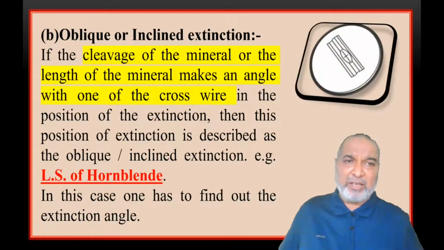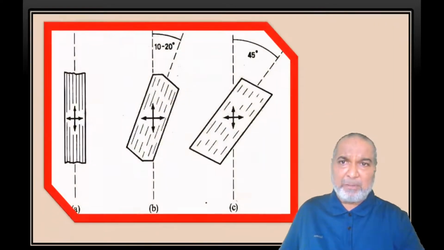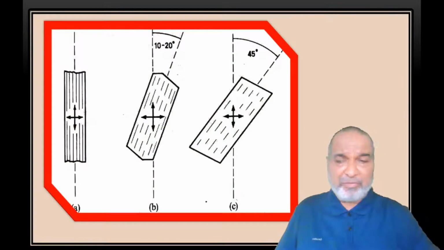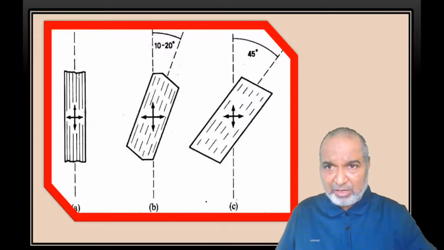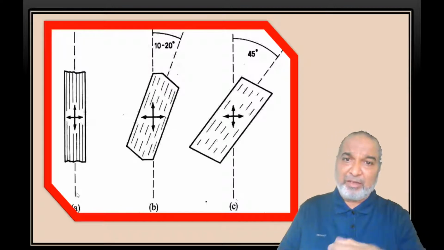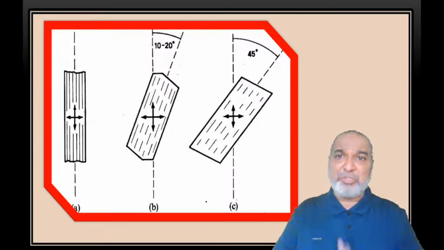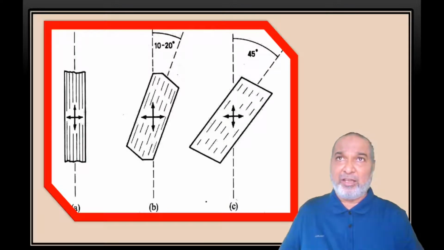Yes, this is the inclined one. The vertical crosswire makes an angle with the inclined mineral. Yes, this is the clear picture now. What you have to do: cleavages or length of the mineral parallel to the vertical crosswire. This is your first position. Take out the analyzer and make that position. Insert the analyzer. Take down the reading. This is your initial reading.